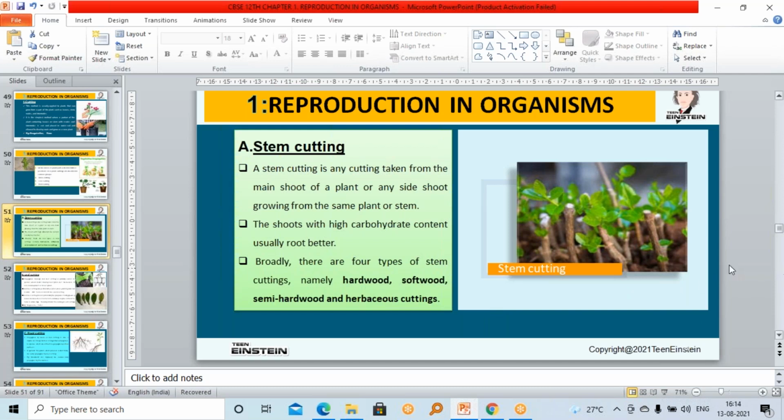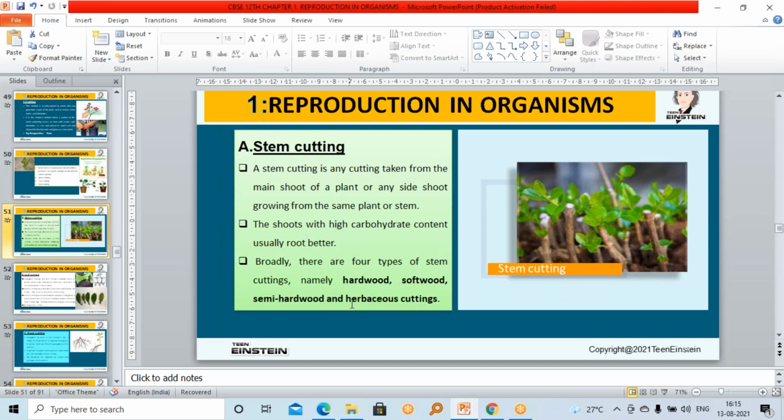You can see in the picture, these are stem cuttings of jasmine. Shoots which show high carbohydrate content will form roots faster. Roots will be formed much faster compared to other parent plants. The carbohydrate content should be high. Those kinds of plants or plant parts will form roots faster.